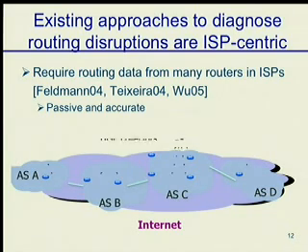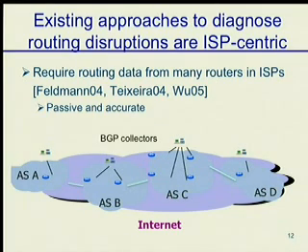So this is the existing approach, just getting data from various routers, the BGP collectors, analyzing the data, and trying to understand what events are happening inside a single ISP usually. Because ISPs don't like to talk to each other in terms of sharing the routing data. They consider routing data actually as a proprietary source of information.